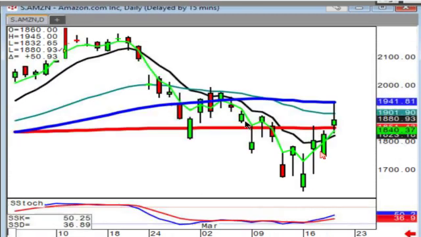Amazon, you saw the other day, closed right here on the T-line. Then the next day, yesterday, did a bullish engulfing signal, closing back up above the T-line. Once again, you can see your buy signal setting up here, and it finally confirmed by closing above the T-line.